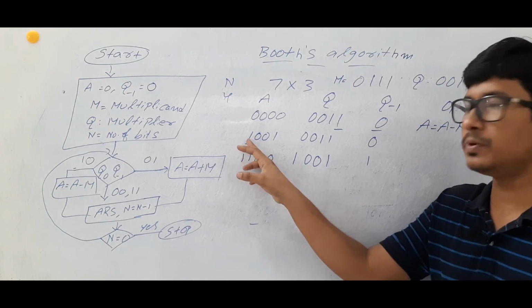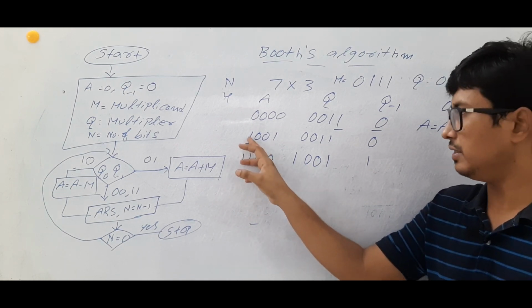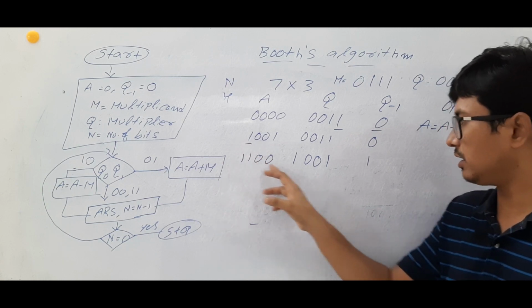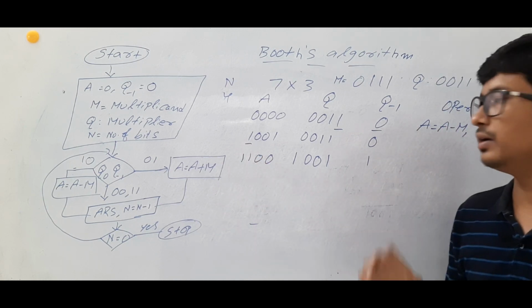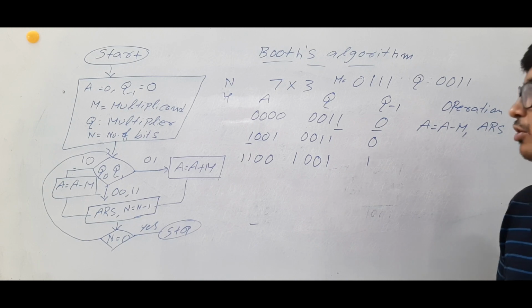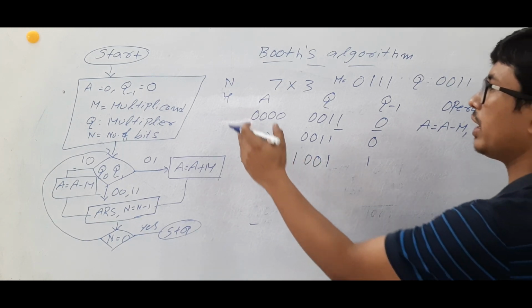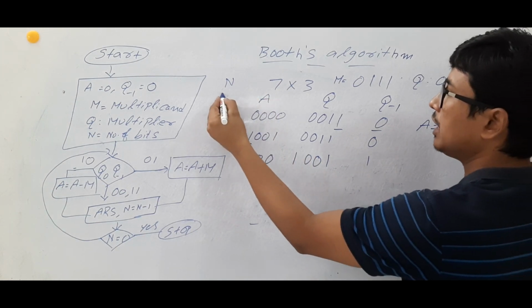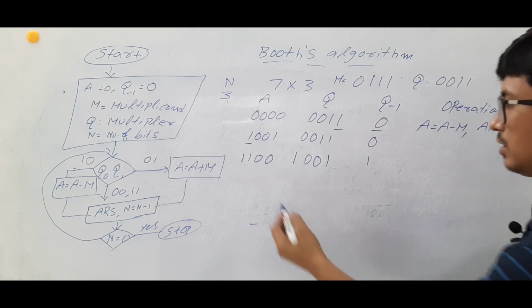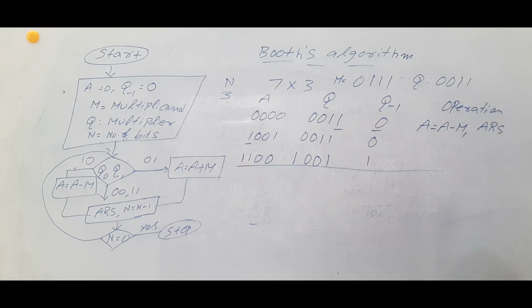This MSB bit you keep as it is, then you right shift, and keep on right shifting. This 0 will go. So this is the way we will perform the arithmetic right shift. One time we have performed, now n value will become 3.